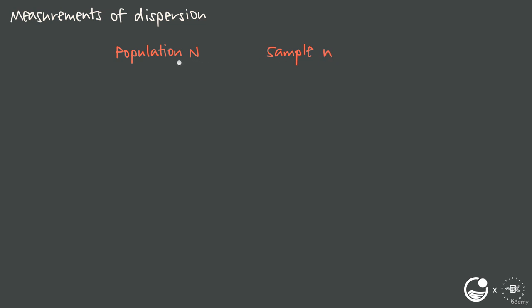So if there are 1,000 students in the school, then capital N is equal to 1,000. If we're taking a sample of 100 students, then we would say lowercase n is equal to 100.